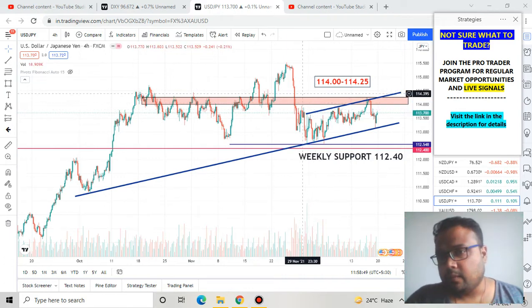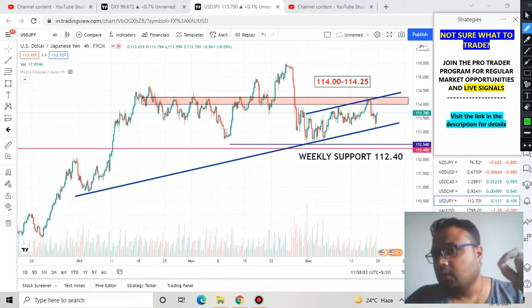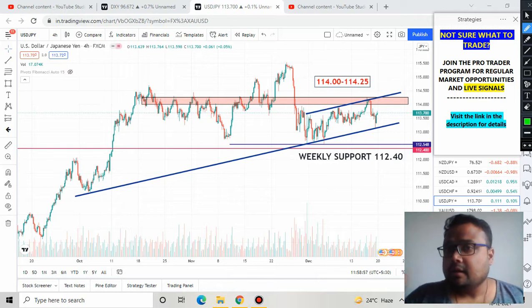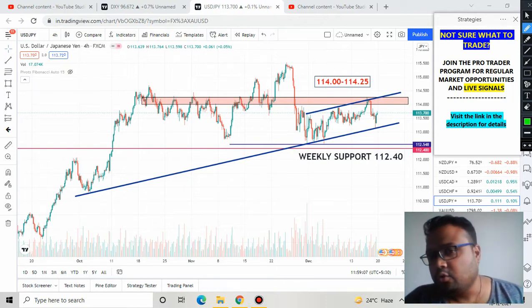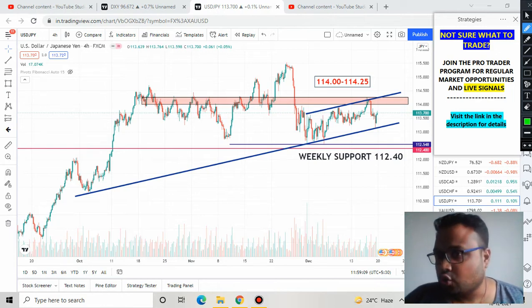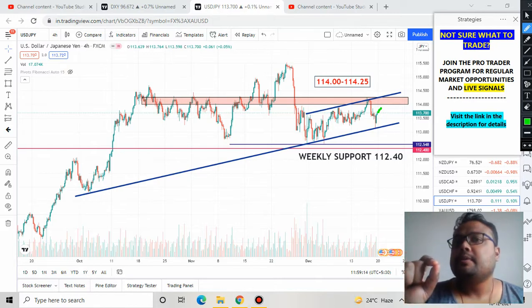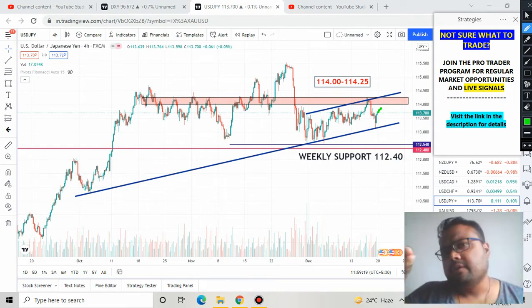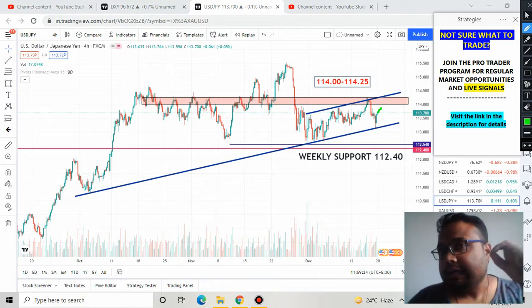So if the market goes up after the market opening, the first resistance that the market will be facing is the 114 level. We have a resistance zone at 114 to 114.25. This is a whole resistance zone for the market. So if the market goes up from here, there is a good possibility of the market reversing from the 114 level. In case the market reverses from the 114 level, as per our expectation, we can take a sell position.